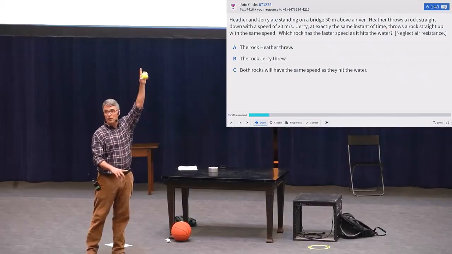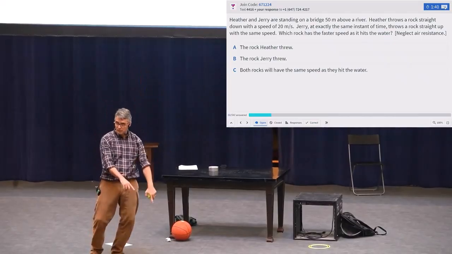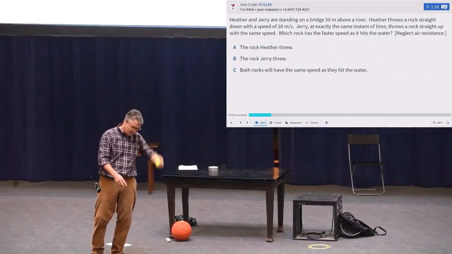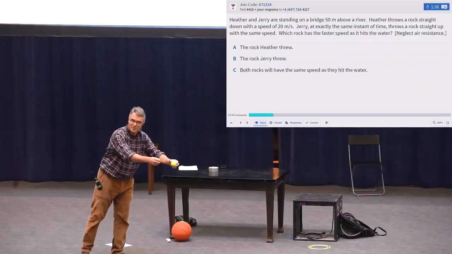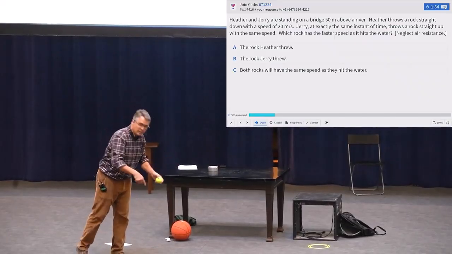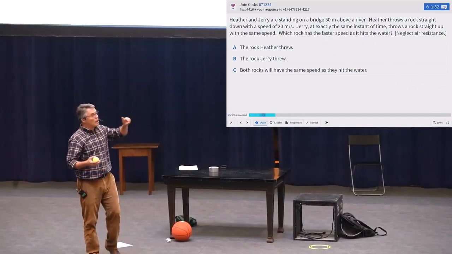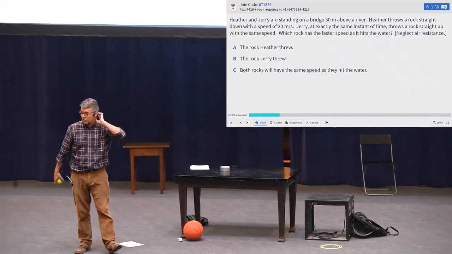So they both hit the water eventually. One goes up and then hits the water. The other, I guess they're leaning over the bridge, goes straight down and hits the water. Which rock hits the water first?